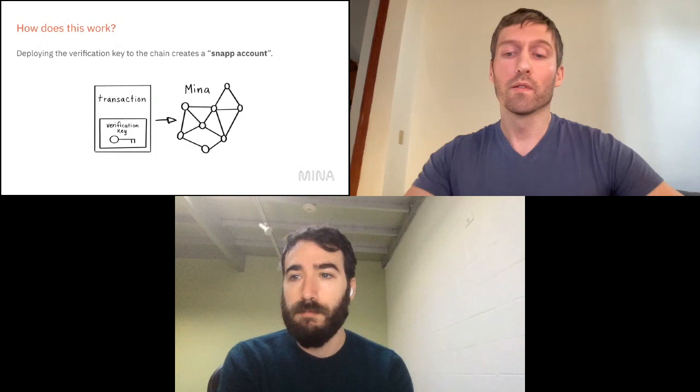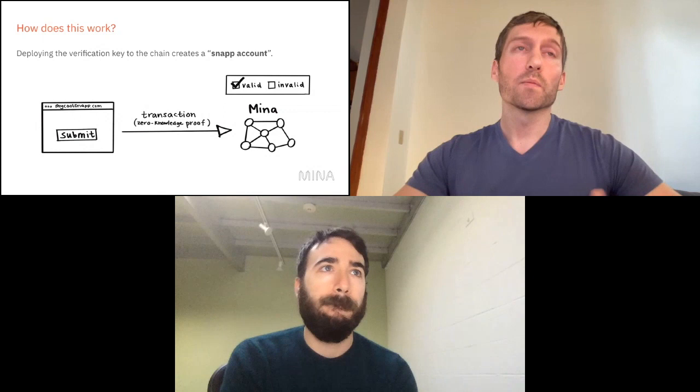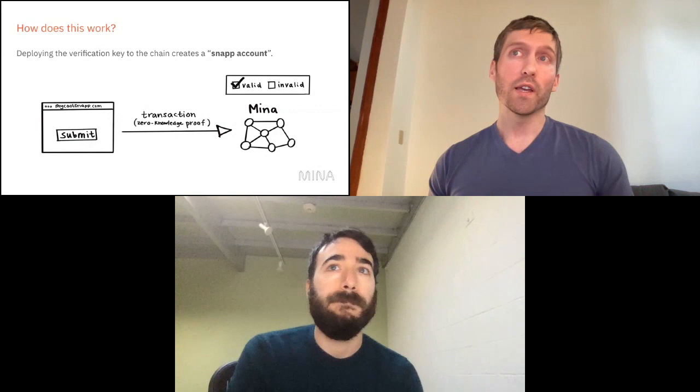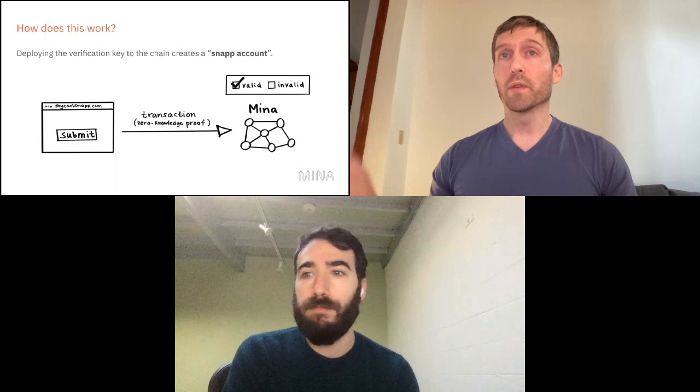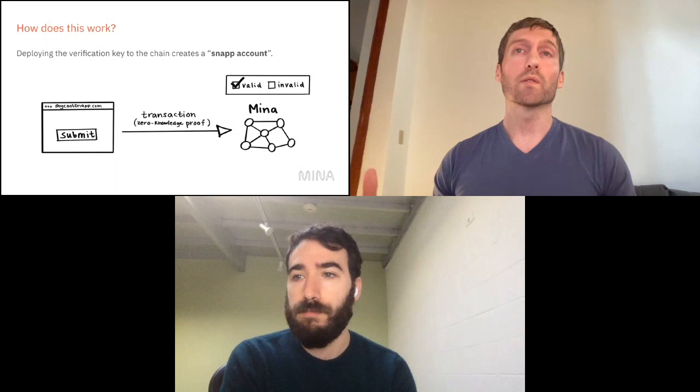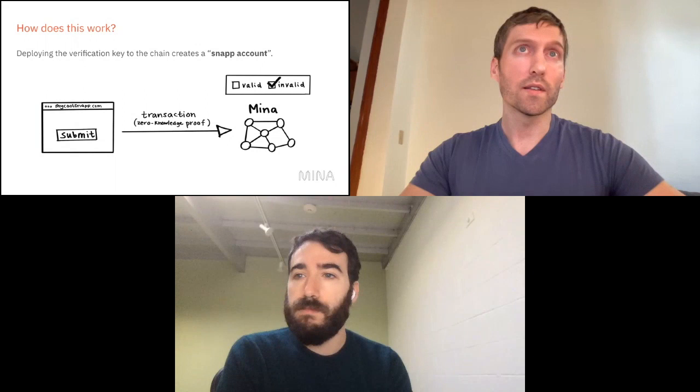Now, when a user interacts, as mentioned before, the user sends a transaction containing a zero knowledge proof to the chain, and then that verification function, which is the verifier, is Mina in this case, has to pass for the transaction to be valid and for the snap account state to be updated. And if that proof is invalid, the transaction is rejected.